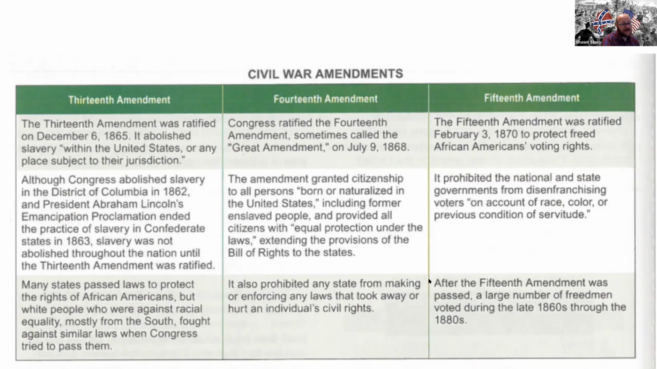History is so fascinating. So the 15th Amendment, it prohibited the national and state government from disenfranchising voters on account of race, color, or previous condition of servitude. So again, seeing a lot more of those civil rights. After the 15th Amendment was passed, a large number of freedmen voted during the late 1860s through the 1880s.